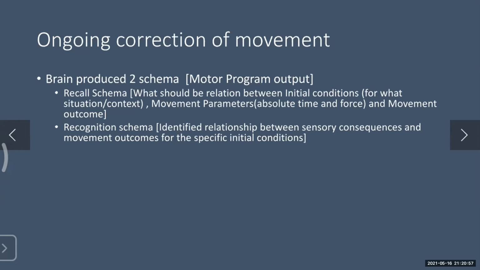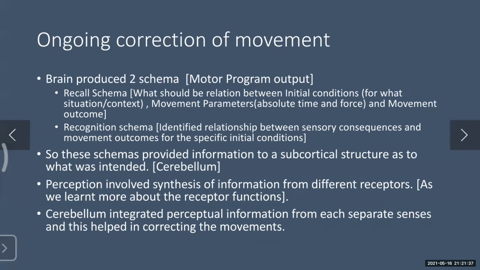So the sensory system will pick it up, and that was compared with the movement outcomes for the specific initial conditions, right? So these initial conditions were kept constant between the recall and recognition schema. In a recall schema, the specific amount of force for the particular outcome was produced. In a recognition schema, it checks whether the sensory inputs which are coming are in line with the movement outcomes that were expected, right? So that's how the brain was able to understand whether the movement was happening properly or not. So the recognition schema was very important, right?